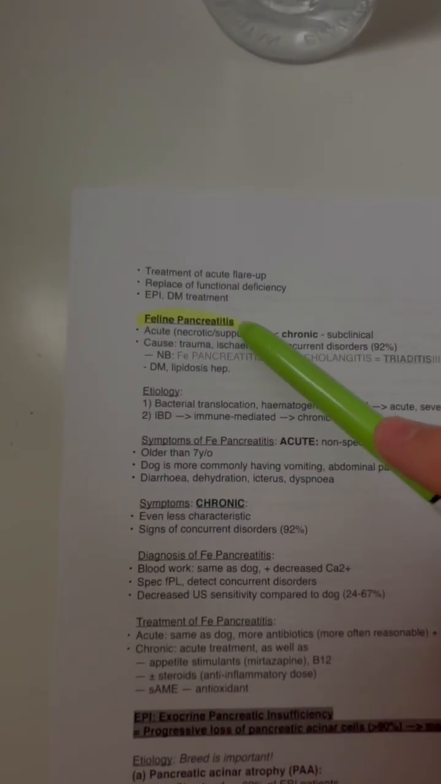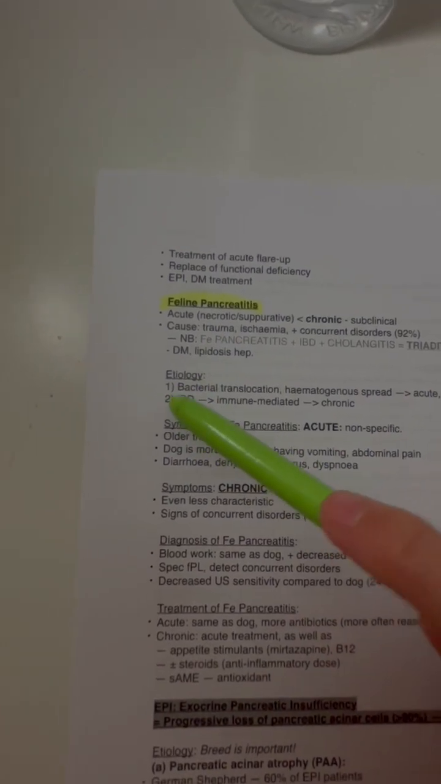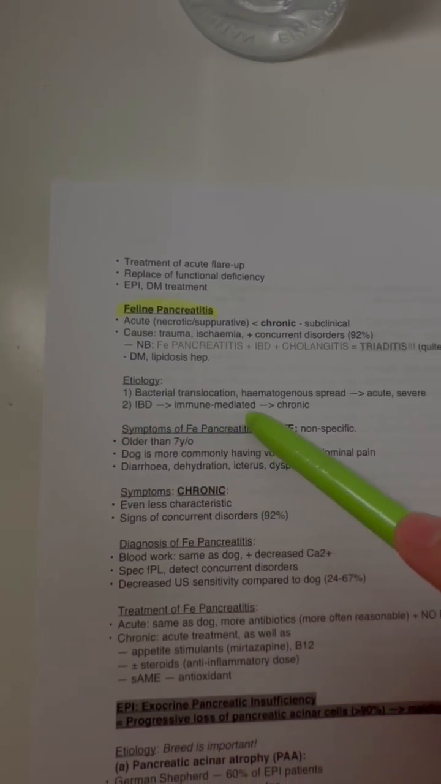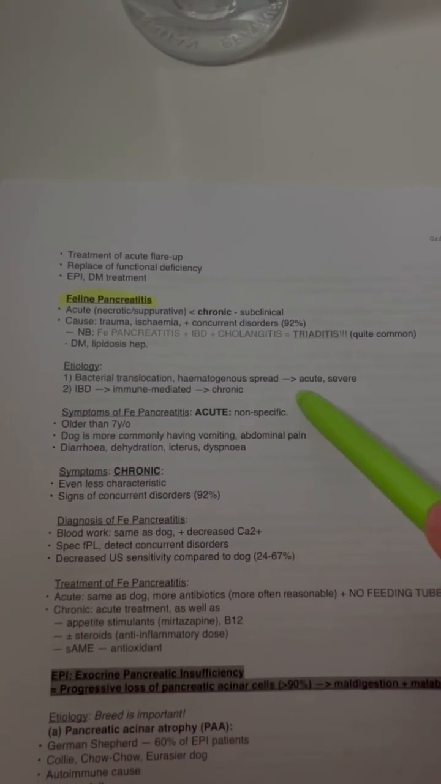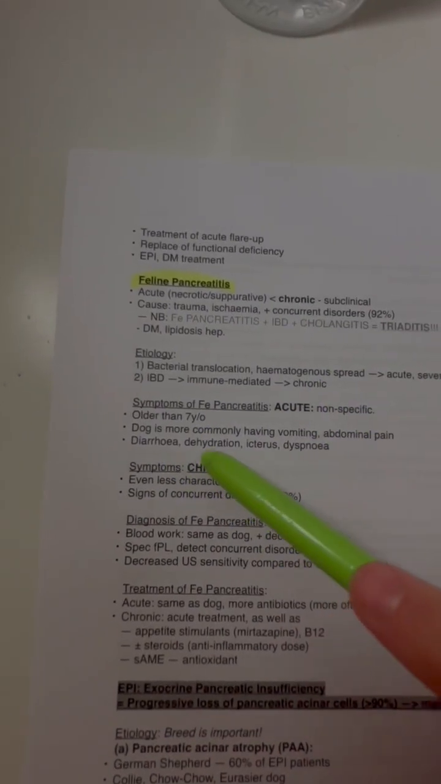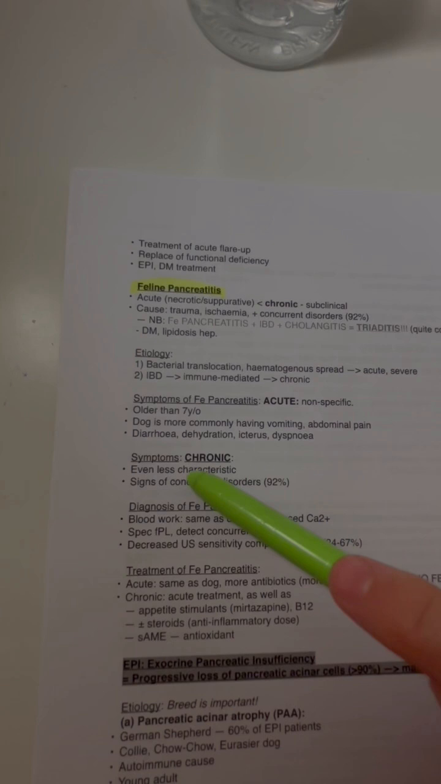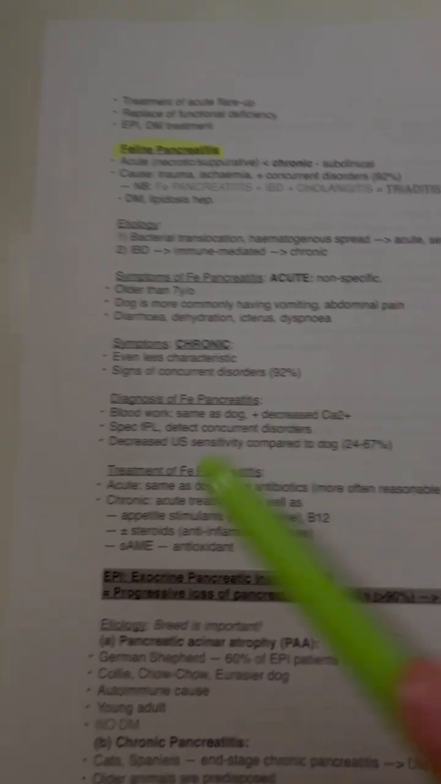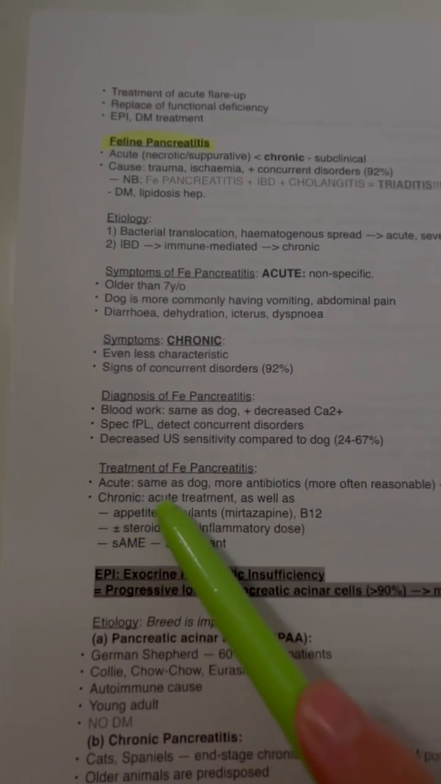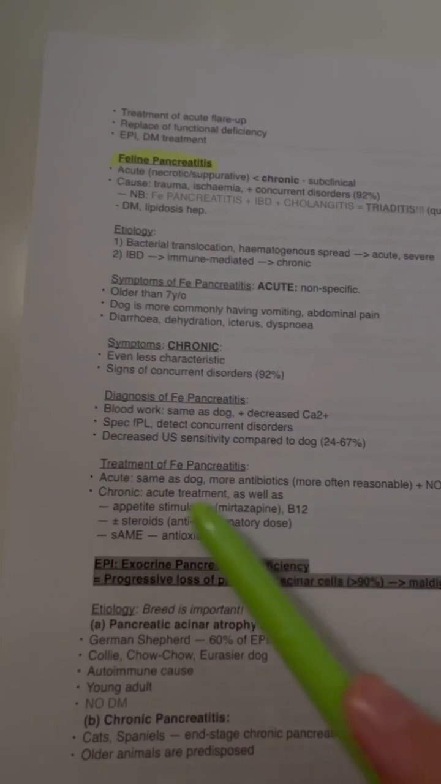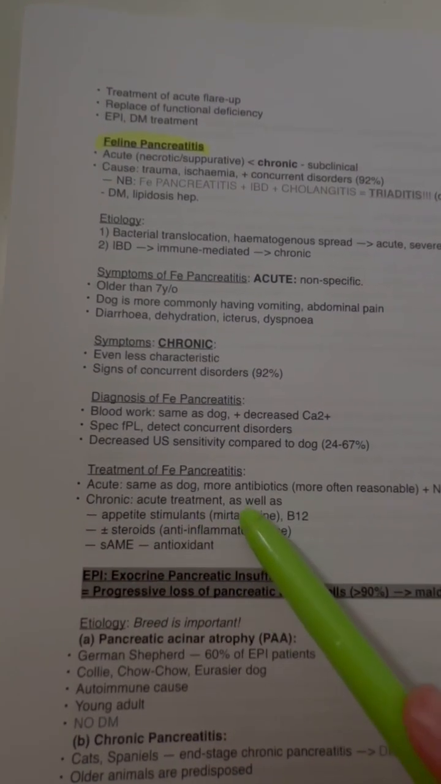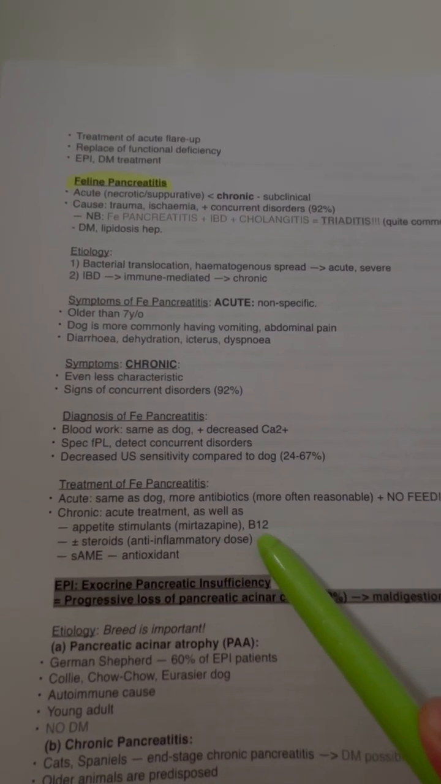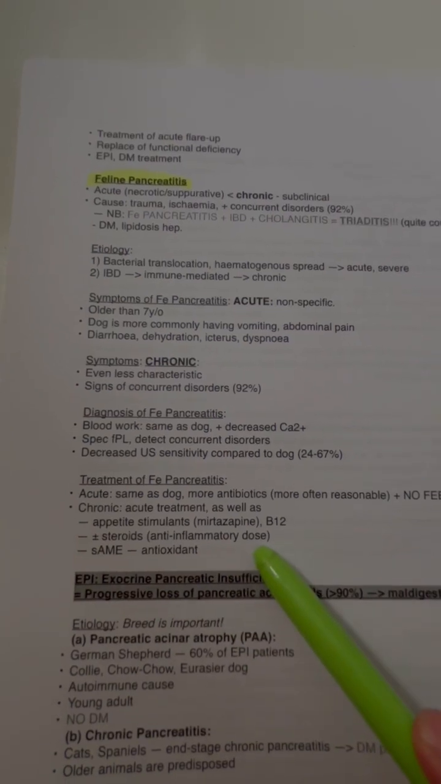In feline pancreatitis, the etiology says there's two possibilities. There can be bacterial translocation and IBD, which is immune-mediated, which can cause chronic pancreatitis. Acute pancreatitis is more common in dogs. And in cats, chronic pancreatitis is more common. It makes up 92% of the concurrent disorders. For treating feline pancreatitis, in acute cases, it's the same as the dog, but you give more antibiotics. And in chronic cases, it's the same as the acute treatment, except you can give appetite stimulants such as mirtazapine and B12. You can also give anti-inflammatory doses.